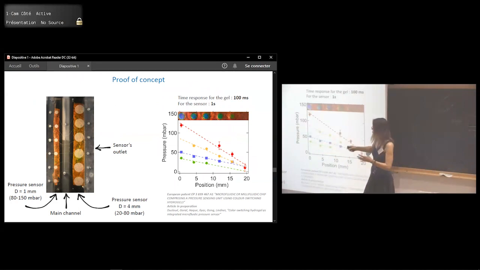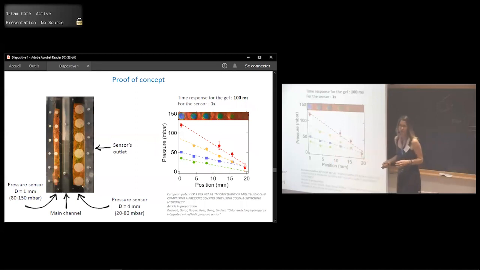On top of that, we close everything with the membrane. And then we put the channel and these cavities here. You see the large cavities, which are like 2 millimeters, and the small cavities, which I don't remember exactly how large they were. Then we just impose flow, and we measure the pressure difference.